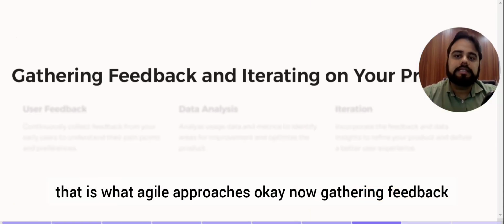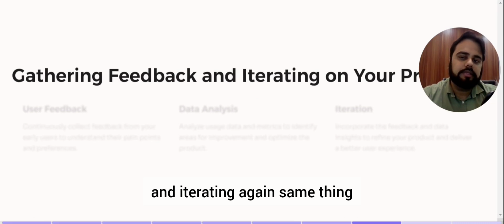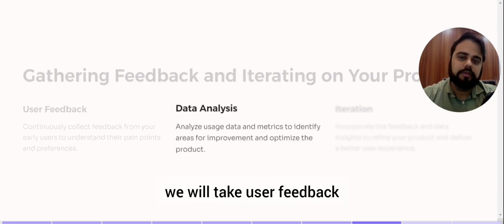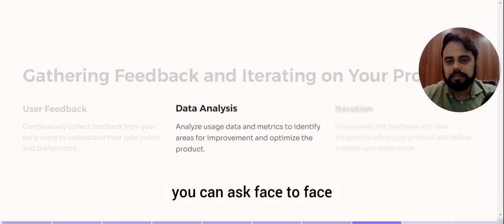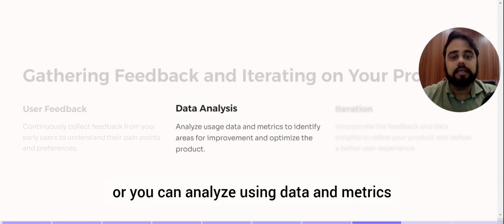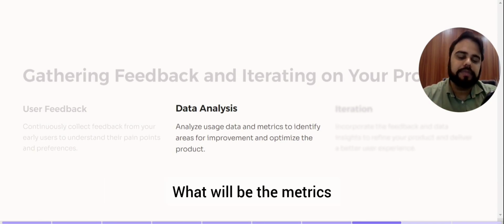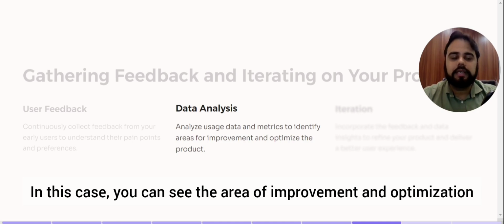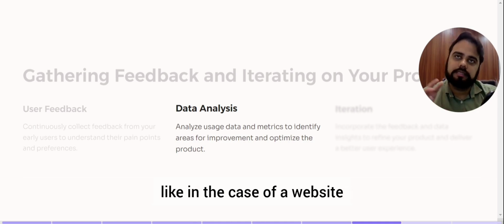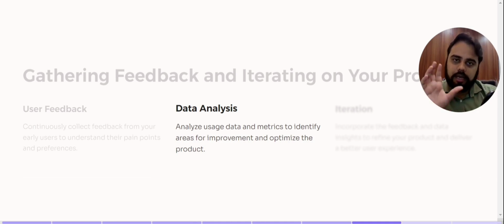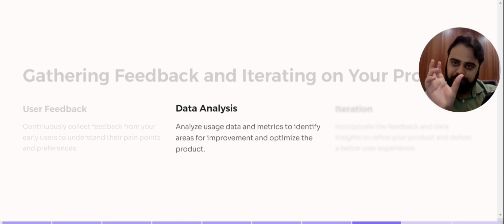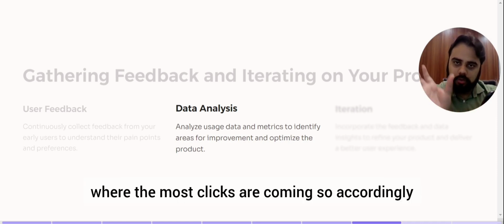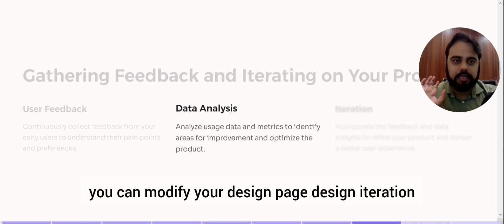Okay, now gathering feedback and iterating. Again same thing that I have just told you. User feedback, you will analyze. See, user feedback you can ask face to face or you can analyze using data and metrics. What will be the metrics? In this case, you can look at areas of improvement and optimization. For example, in case of a website, you will look at the landing page, where there is a facility called a heat map, and the heat map tells you where the most clicks are coming. So accordingly you can modify your design. You can do the page design like that.